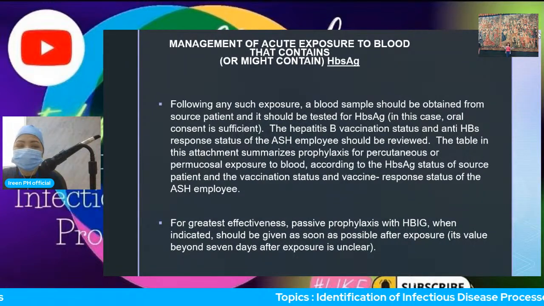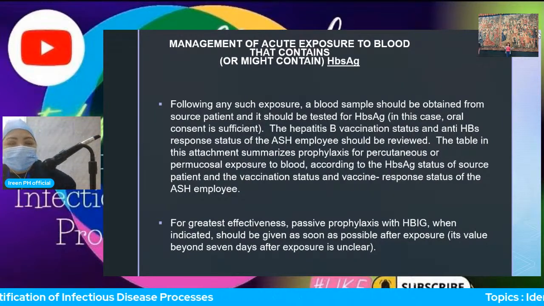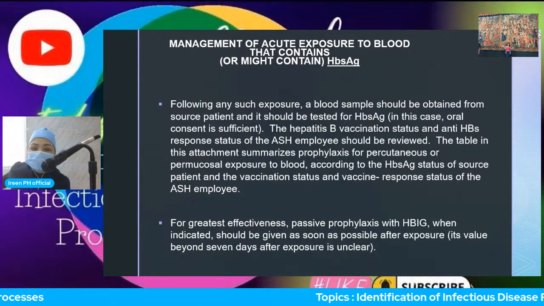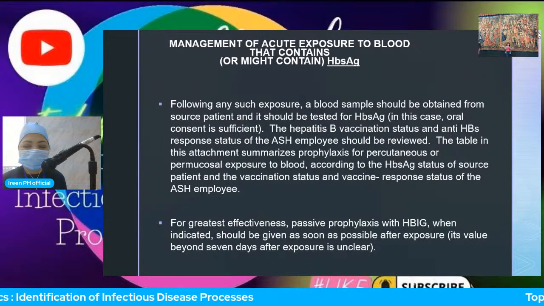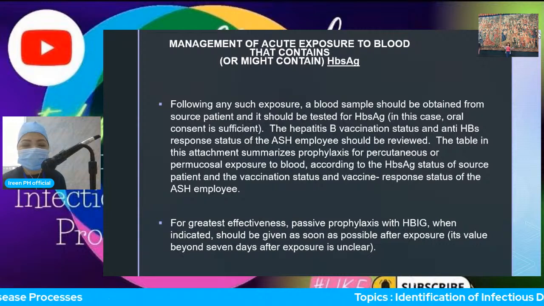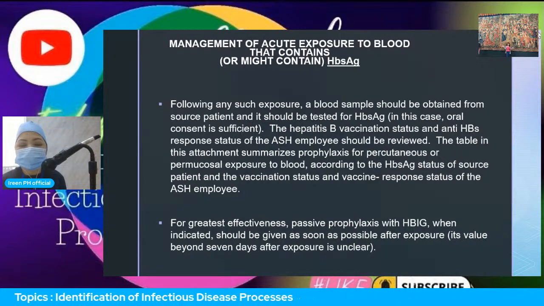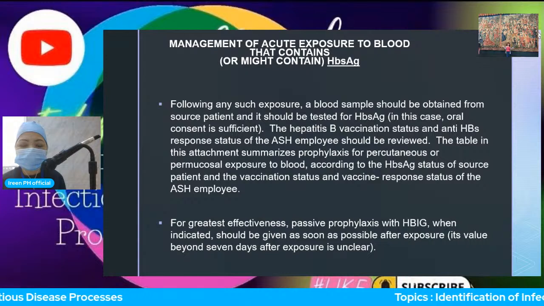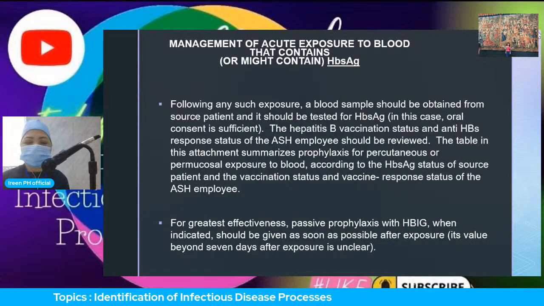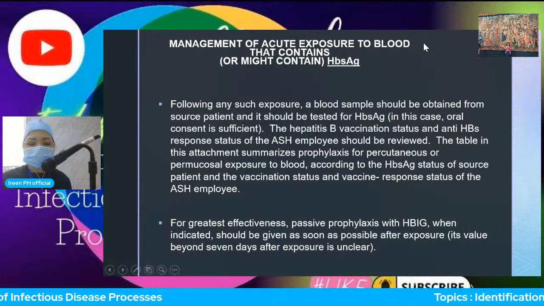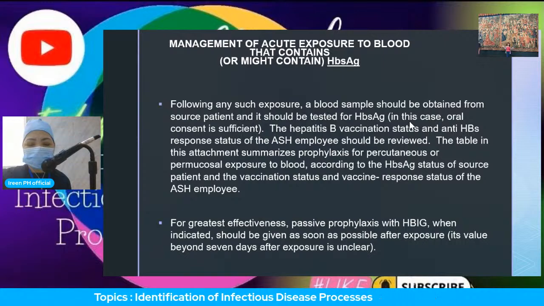Management of exposure to blood that contains or might contain HBsAg. Following any such exposure, a blood sample should be obtained from the source patient and tested for HBsAg. In this case, oral consent is sufficient. The Hep B vaccination status and anti-HBs response status for the employee should be reviewed. For greatest effectiveness, passive prophylaxis with HBIG, when indicated, should be given as soon as possible after exposure.